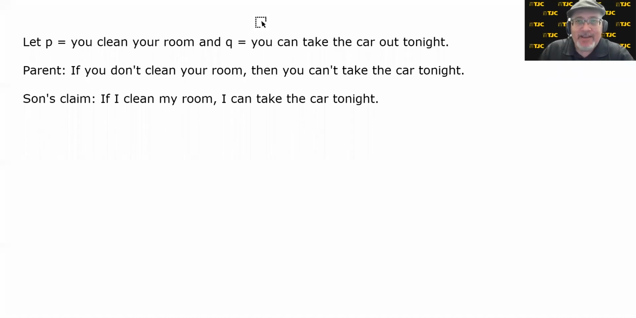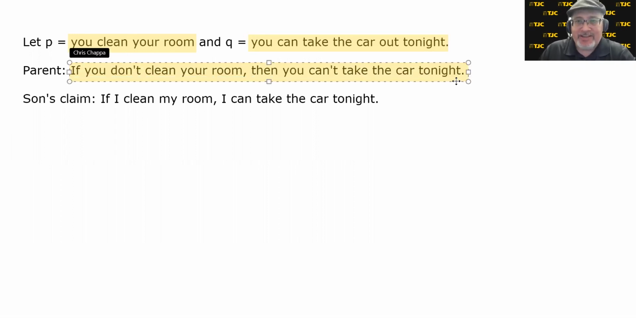Let's let P be the statement, you clean your room. Now remember, we're flexible with the subject, so it can be you clean your room or your son saying, I cleaned my room, and we can also be flexible with the verb tense. And Q be the simple statement, you can take the car out tonight. What I said was, if you don't clean your room, then you can't take the car tonight. Let's go ahead and translate that into symbols.